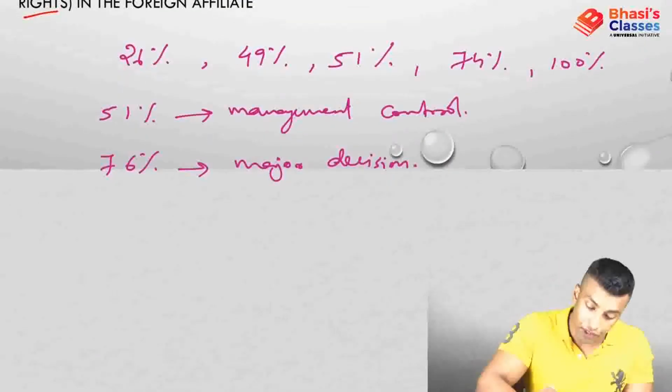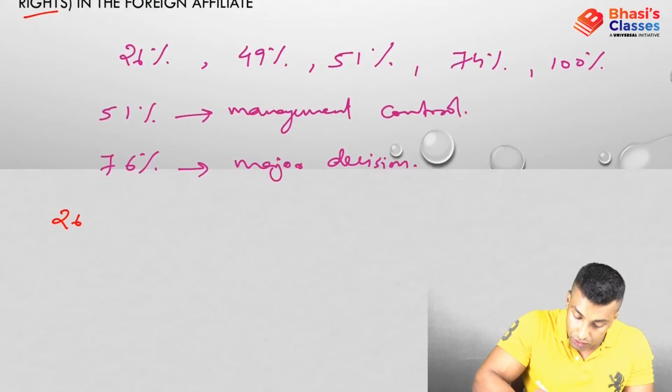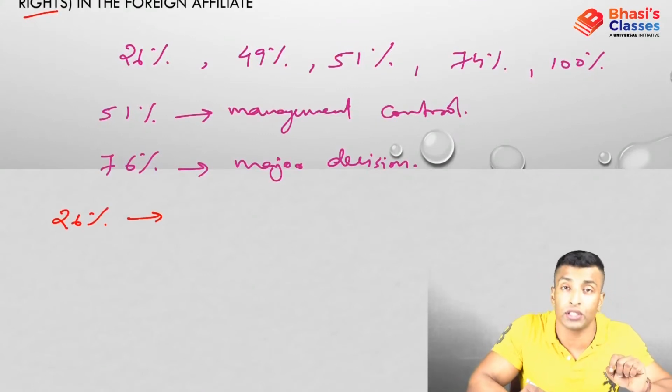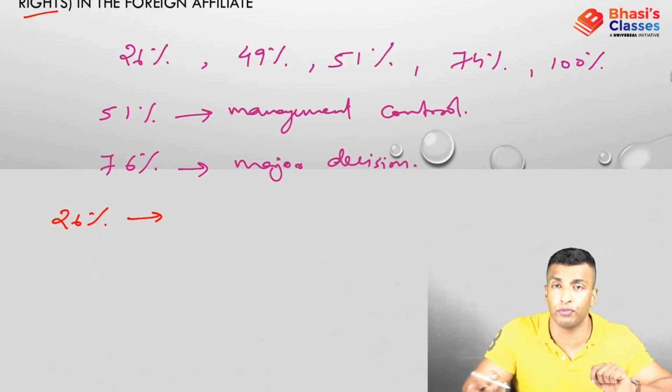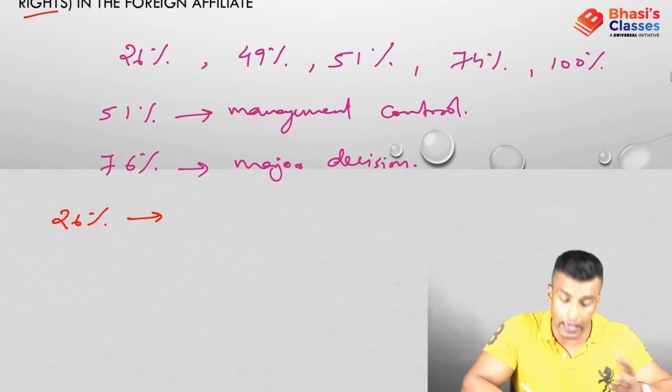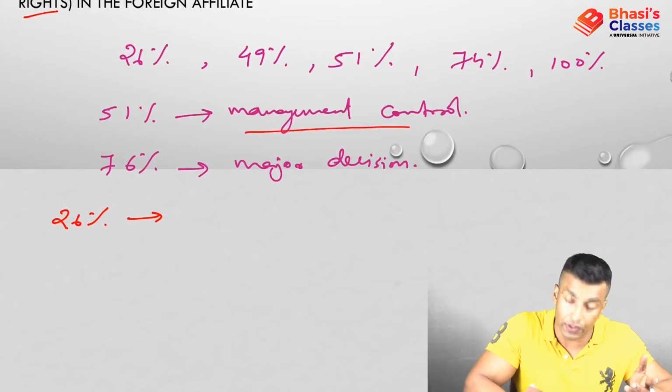Now let's take the first case. You have 26%. FDI is allowed till 26%, meaning 26% of the shareholding is held by the foreigners. Here 74% is with the Indians. So you can see here the management control is with Indians.